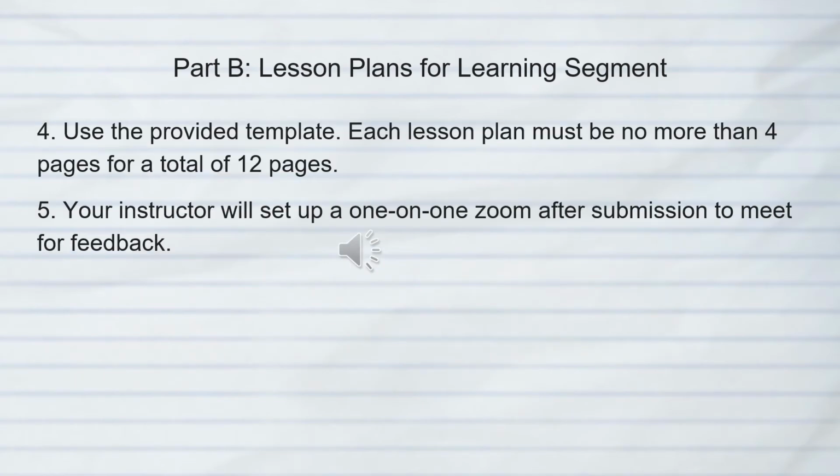Step 4 is make sure you are using the provided template for your lesson plans that is on your Blackboard course. Each lesson plan can be absolutely no more than 4 pages, so that at the end you'll have a total of 12 pages for 3 lessons. Obviously it would be more than that if you have 4 or 5 lessons, but it can be no more than 4 pages per lesson.